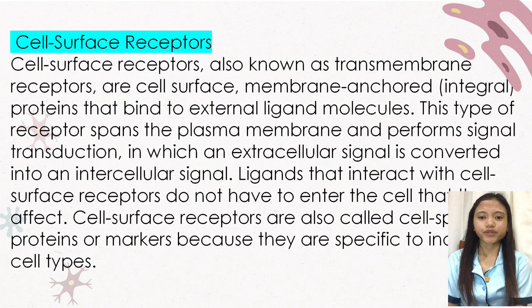The second type of receptor is called the cell surface receptors, which are also called transmembrane receptors. These are membrane-anchored proteins that bind to external ligand molecules. This type of receptor spans the plasma membrane and performs signal transduction, in which an extracellular signal is converted into an intracellular signal. Ligands that interact with cell surface receptors do not have to enter the cell that they affect. Cell surface receptors are also called cell-specific proteins or markers because they are specific to individual cell types.